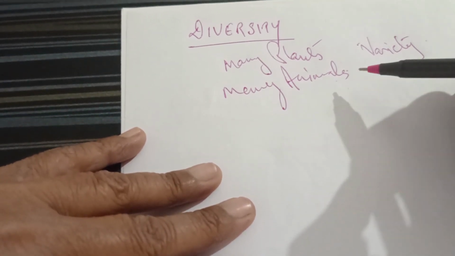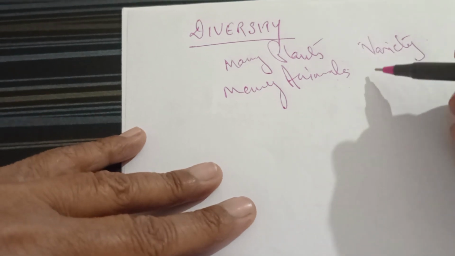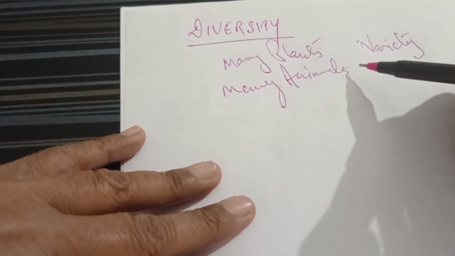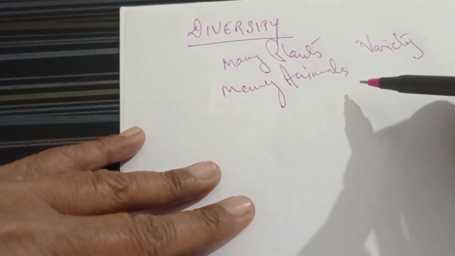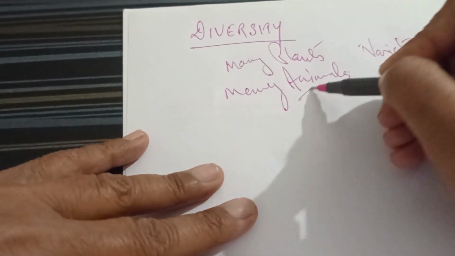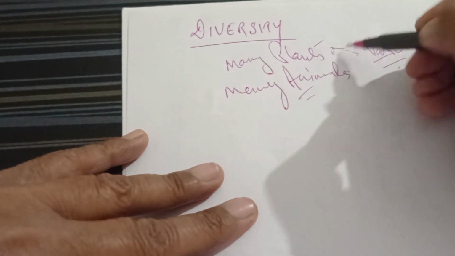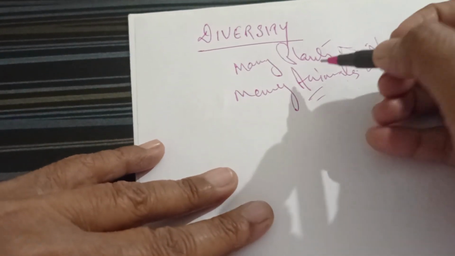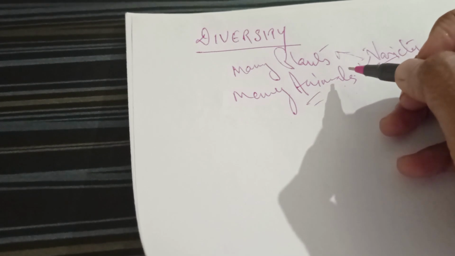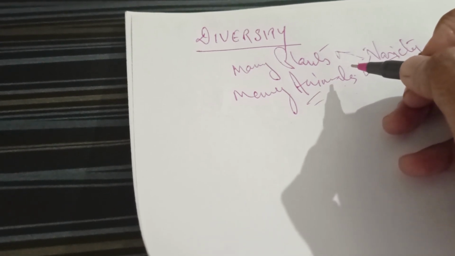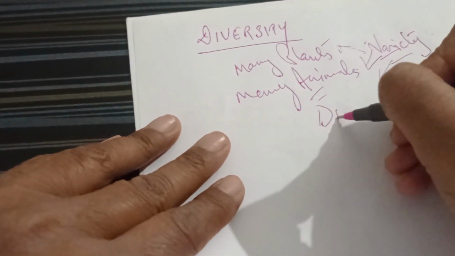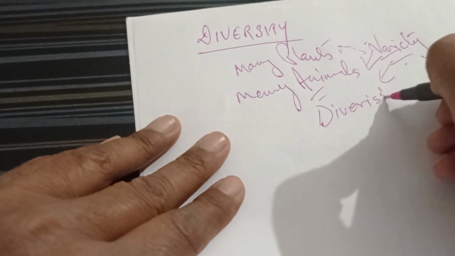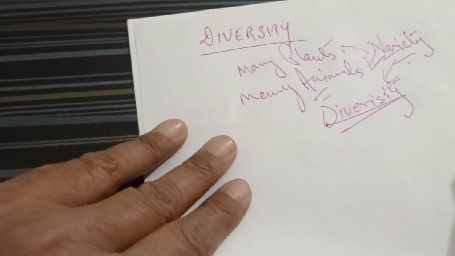Similarly, in animals, there is a huge variety of animals, such as there are small animals, there are large animals, there are herbivores, there are carnivores, there are small insects, there are birds, there are water animals. So there are a huge variety of plants and animals. That is, there is a huge variety of living organisms existing in this world. So this huge variety is known as diversity. Okay, this is called as diversity.